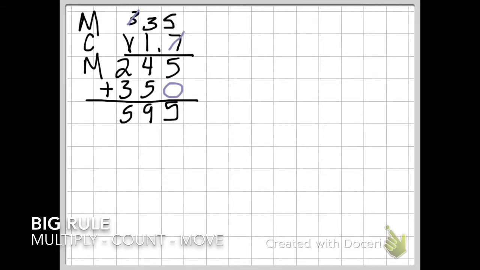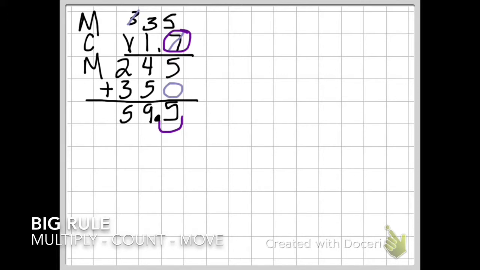I go back to my rule. Multiply, count, then move. So now I need to count. Well, how many digits are to the right of the decimal point? 35 across the top there is a whole number. 1 7/10 is a decimal number, but only the 7 was to the right of the decimal point. So I move my decimal point 1 spot to the right. My final answer here is 59 5/10.